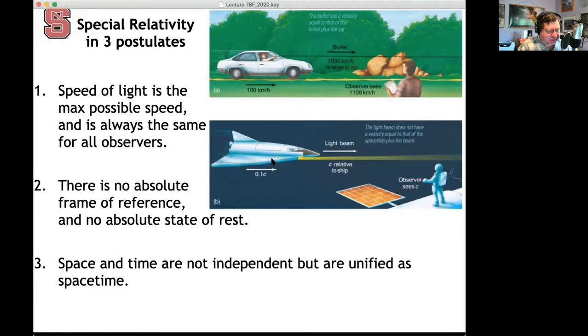Will we discuss redshift as it relates to Doppler effect? Yes. Not for this exam, but yes.